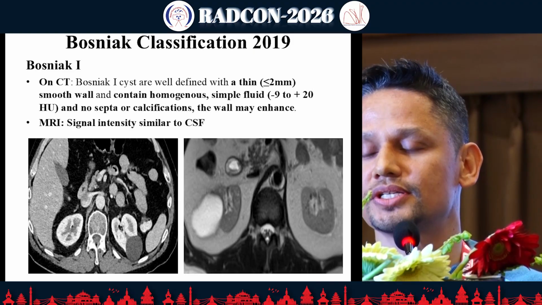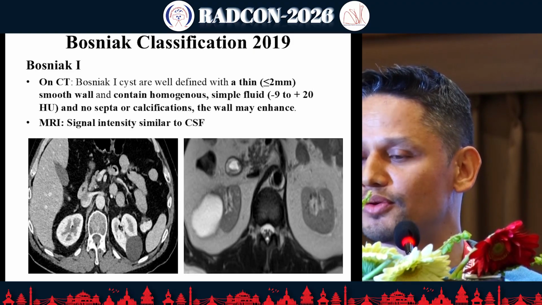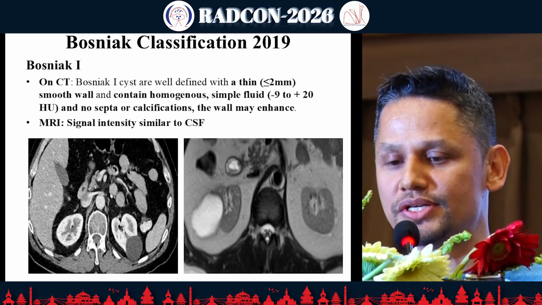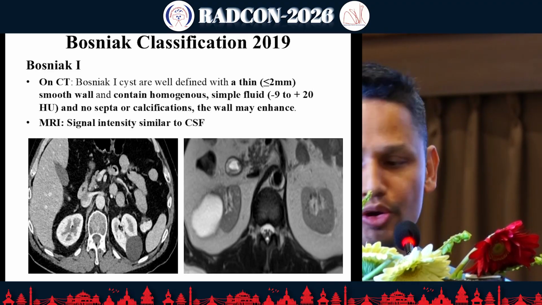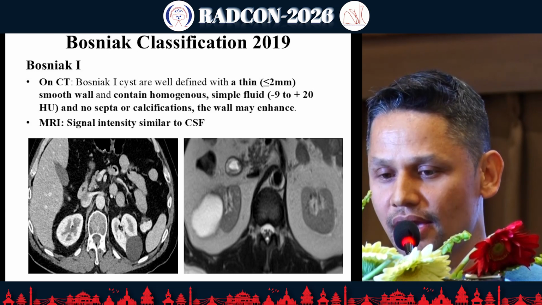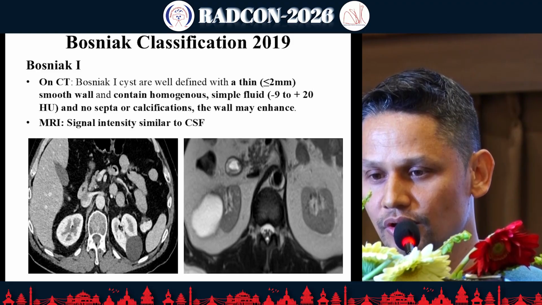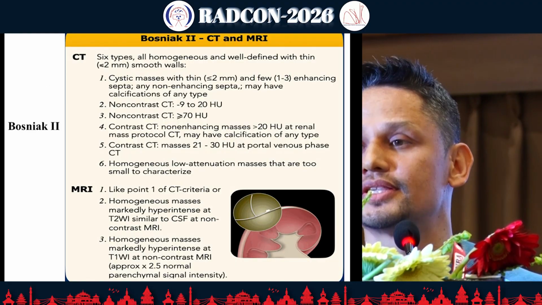So coming to the classification proper and a few examples of those. Type 1 on CT scan is homogeneously fluid attenuation, wall less than 2 mm, and the HU is -9 to 20, that is fluid attenuation, no septa or calcification, and the wall may enhance. And similarly on MR, the signal intensity is similar to CSF. So if you look at it, there are 6 categories in CT.